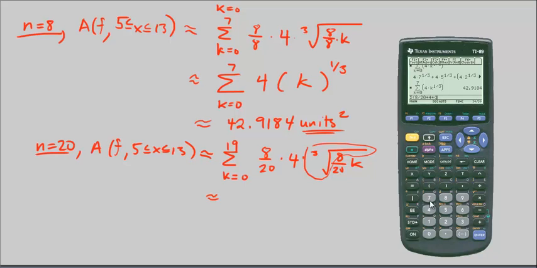So I'm going to put it in parentheses. 8 over 20 times k. Oh, why is it doing that? Am I pushing? Oh, I should be pushing alpha. Okay, times k to the power of 1/3. Okay, comma, our variable is k, and now we're going from 0 to 19.